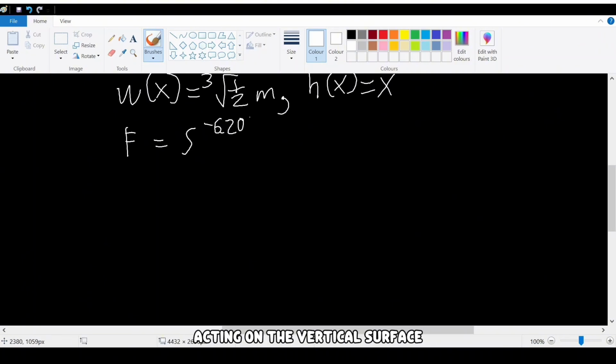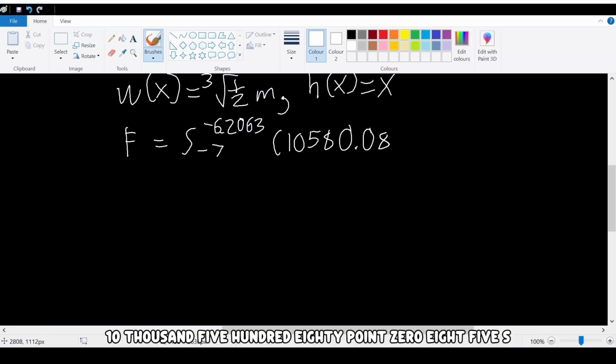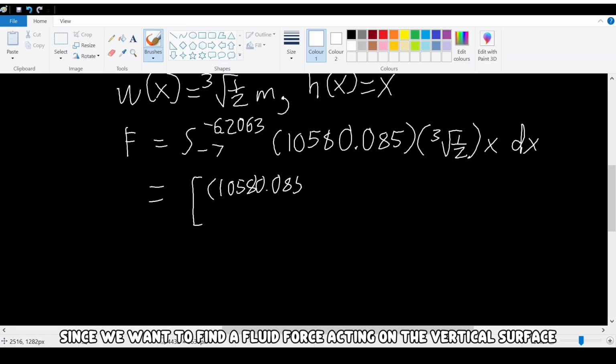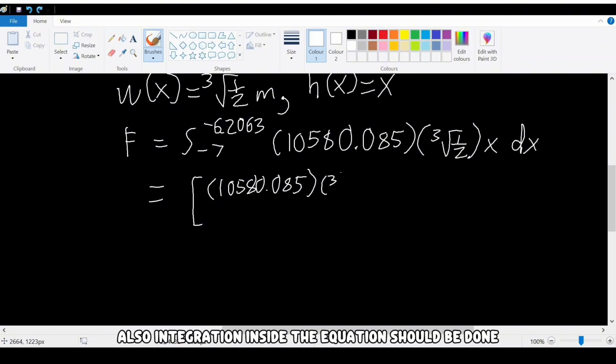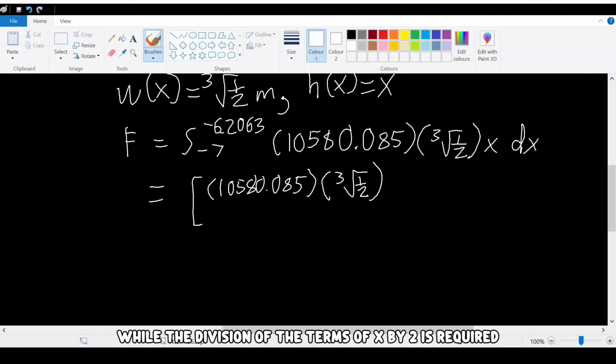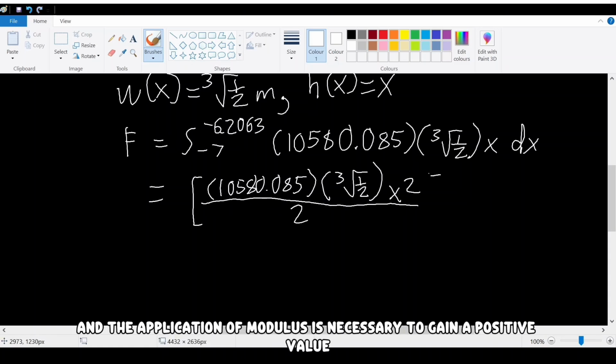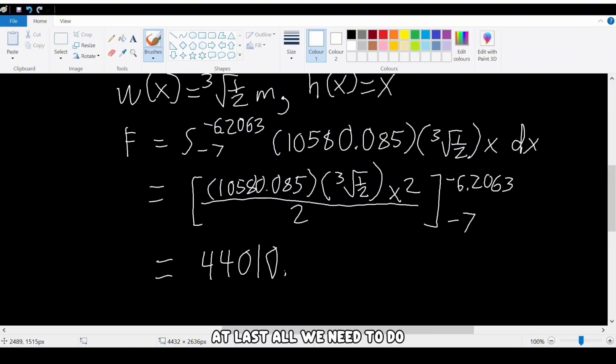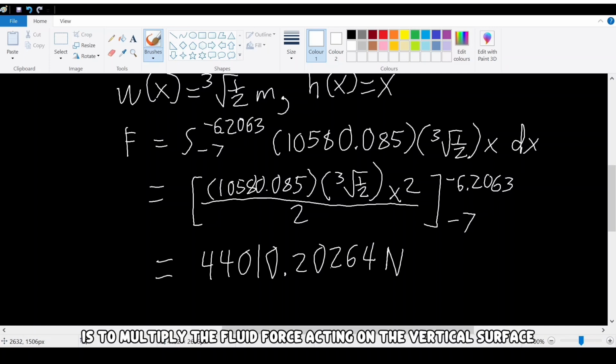By now, we have already gathered all the information required for the calculation of fluid force acting on the vertical surface. Referring back to the earlier equation, substitute the values of B and A, 10,580.085 as weight density, cube root of 1 over 2 meters as the width, and put x as height since we want to find the fluid force acting on the vertical surface at point x. Also, integration inside the equation should be done while the division of the terms of x by 2 is required, and the application of modulus is necessary to gain a positive value, which is 44,010.20264 newtons.